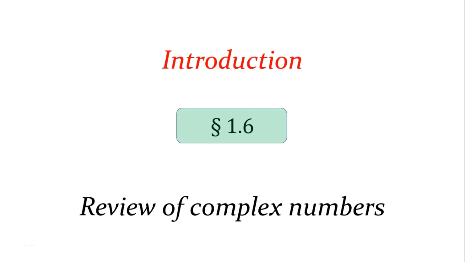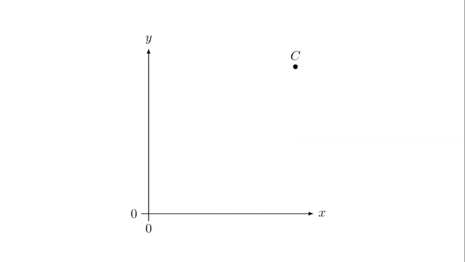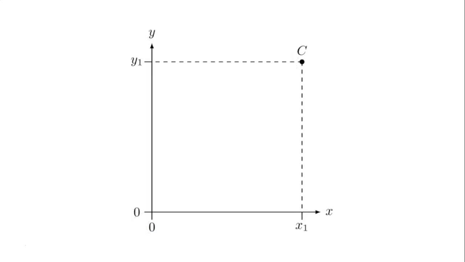In this segment, we briefly review what a student of this signal processing course should know about complex numbers. First of all, consider point C that is located on the xy plane. Let x1 be the x component of C and y1 the y component of C. Thus, the location of point C is exactly specified by its rectangular coordinates x1, y1.